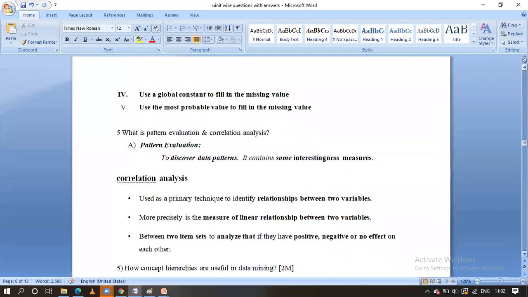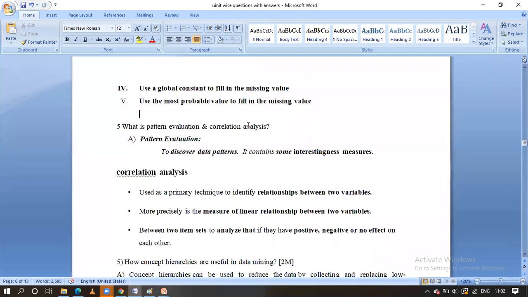And the next question they have asked is pattern evaluation and correlation analysis. Anybody having any idea related to the pattern evaluation, where we have discussed? Any idea, guys? Respond, guys. If at all you are not responding, it will be only one way. I want this question to be two way. What is meant by pattern evaluation? Where we will get this pattern evaluation?